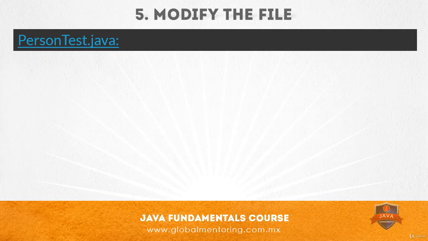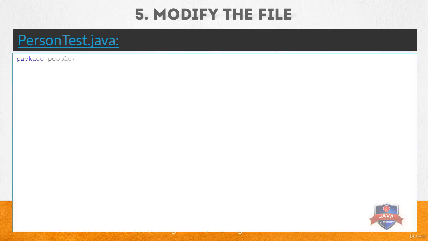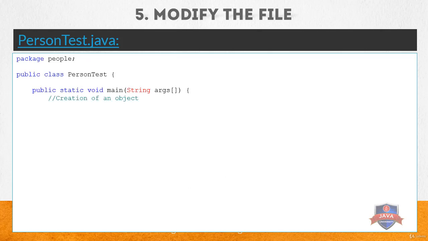Modify the code of this class. The package name is People, the class name is PersonTest, and we add the main method. First, we're going to create an object of type Person. So we declare a variable Person p1 equals new Person. Remember that the new word reserves memory for this type Person, for this new object. The parenthesis is calling the constructor of this class.